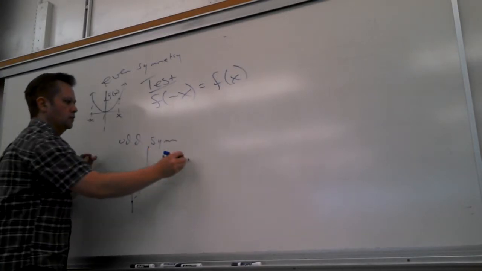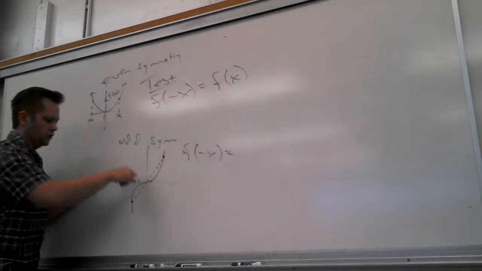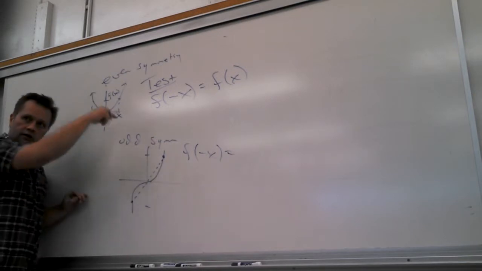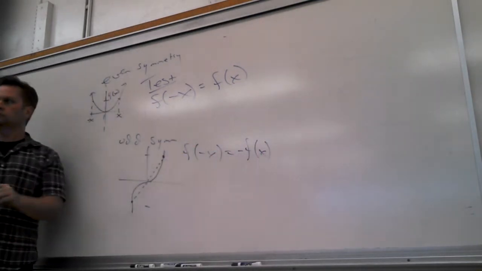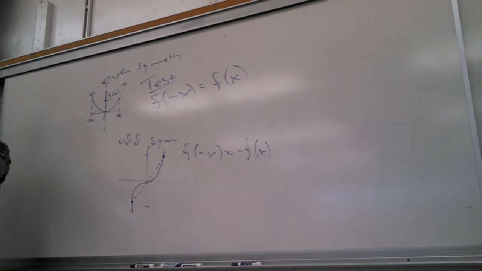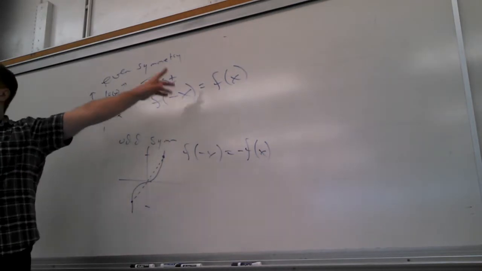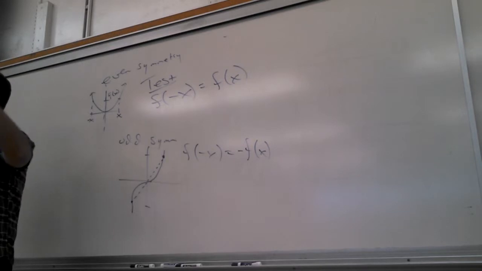So what would it be for odd symmetry? If f of negative x equals negative f of x, then it's odd. So that's how you do the whole little section. You do this test. You just throw a negative x in and see what comes out. That's all you got to do.